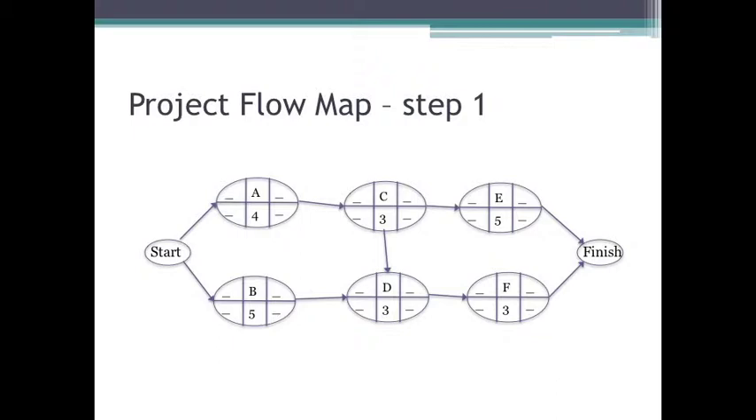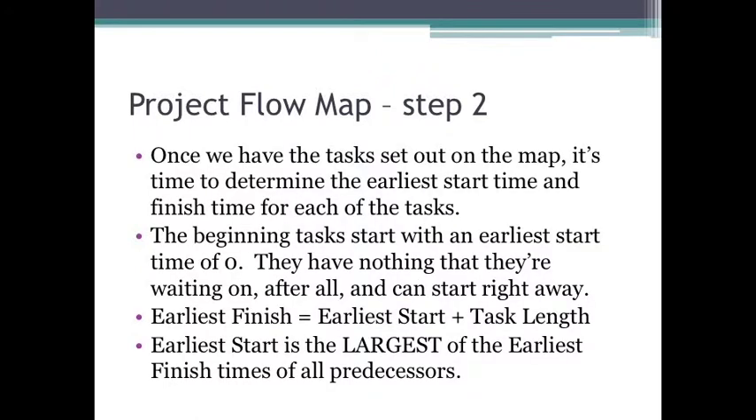Now, it's important to note that E and F are the final tasks. Nothing is waiting on E and F. Nothing has E or F for a predecessor. So, a good way to finish things off is to draw a nice little bubble marked finish. And because nothing is waiting on E or F, we draw an arrow from E to finish and an arrow from F to finish. This is, again, generally good practice when it comes to drawing a project flow map. So, that's step one. We've drawn the project flow map.